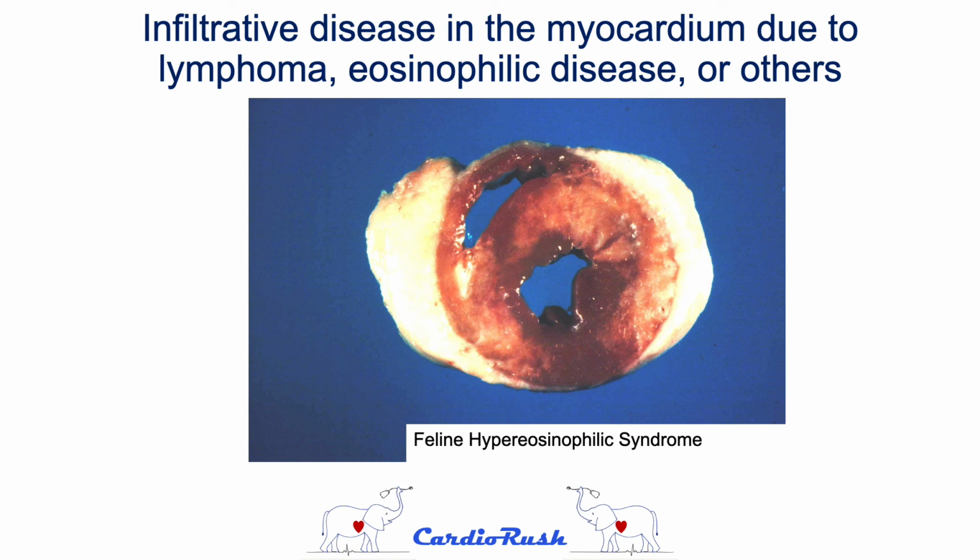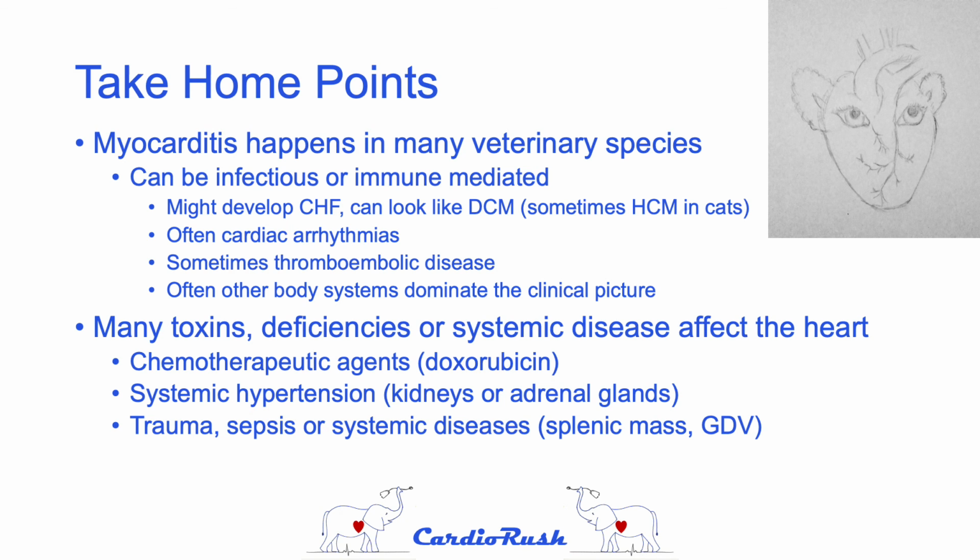We also can see the myocardium affected by certain infiltrative diseases. Amyloid is possible, although less common in veterinary species than in people. We occasionally see infiltration of the myocardium with lymphoma or eosinophilic disease, as is present here in this cat that had feline hypereosinophilic syndrome, and a variety of other disease processes that infiltrate or affect the myocardium are possible. So that's a large number of disease processes, and it's hard to keep all of those in mind.